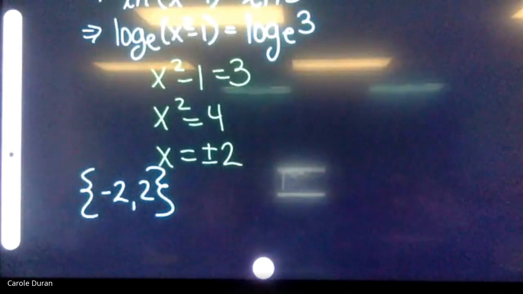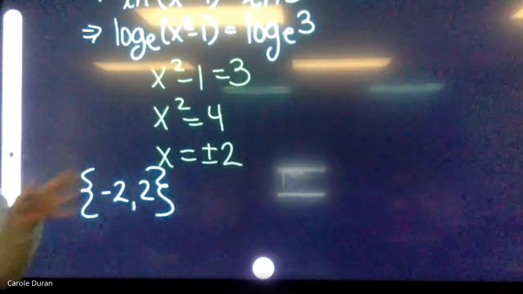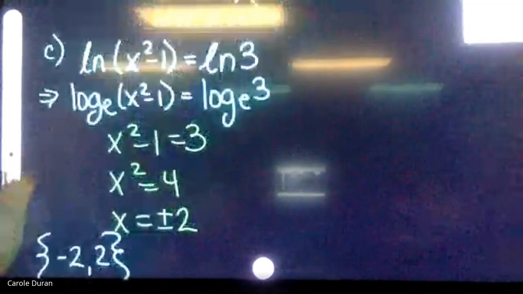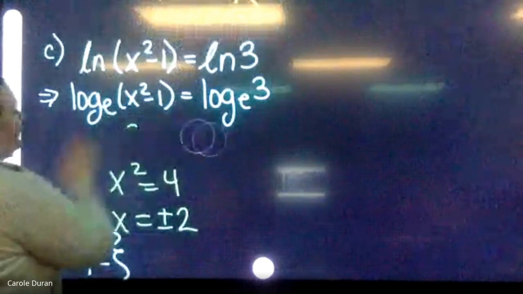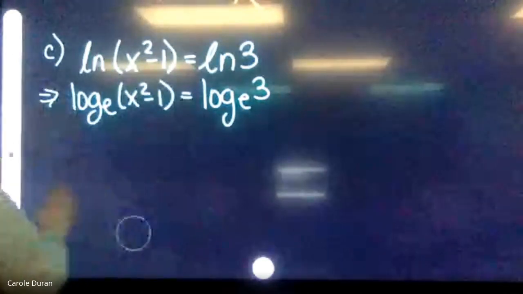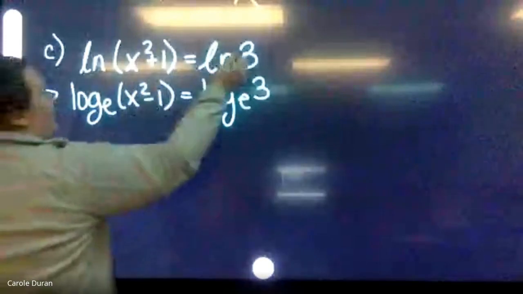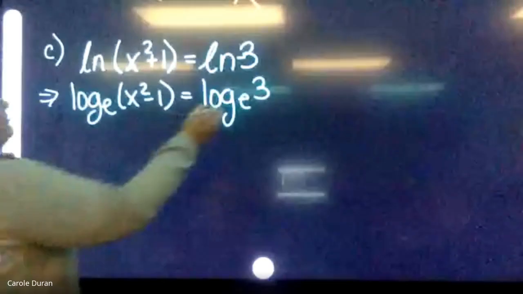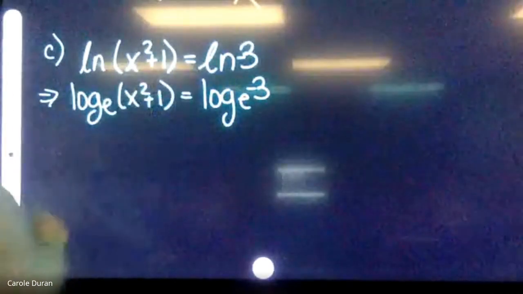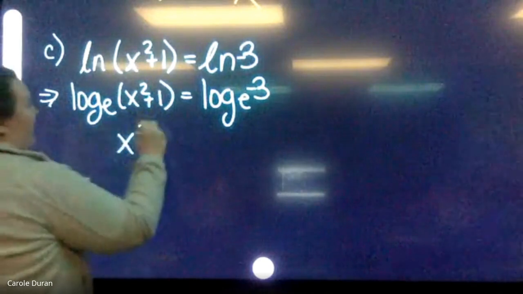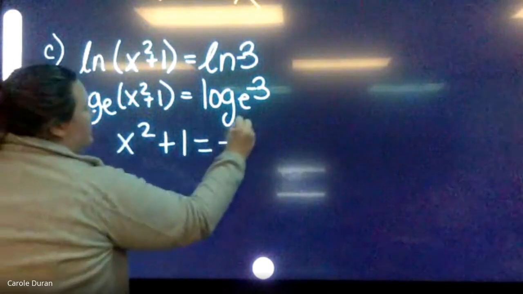Here we go. You don't have to write it down. I just want to go through it, okay? So let's say this one started out differently. Let's say that this was x squared plus 1 and this was a negative 3. Let's just assume that could happen, because I want to make a point here. Again, my log base e's would cancel, and I would get x squared plus 1 equals negative 3.